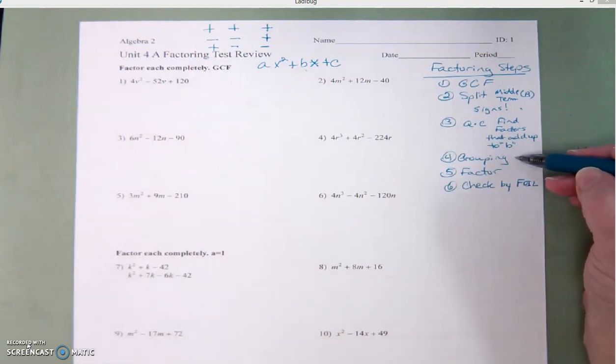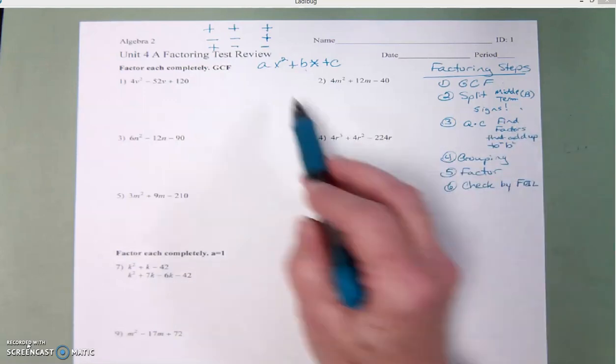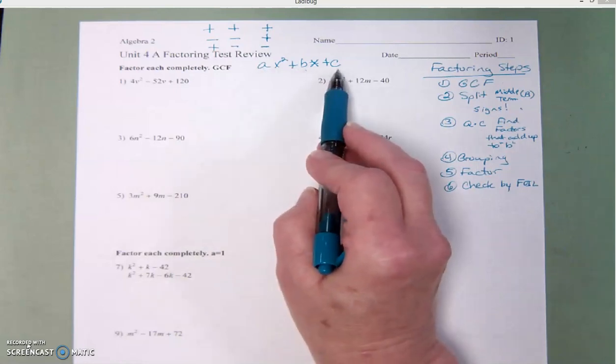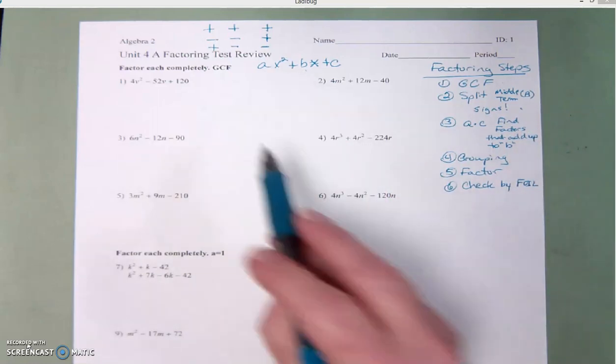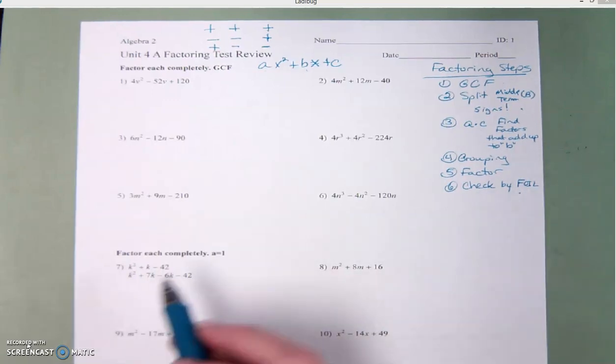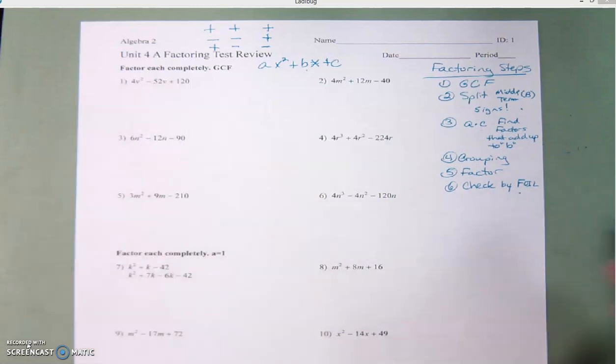After you split up your middle term, you are going to multiply your a times your c. That's the coefficient in the first term, and then the last term. And then you're going to find factors that add up to your middle term, or your b. After you have that written out, you're going to do grouping, factor, and then you can check by FOIL. So let's look at number one. All of these in this group, 1 through 6, you're going to be able to factor out completely a greatest common factor.